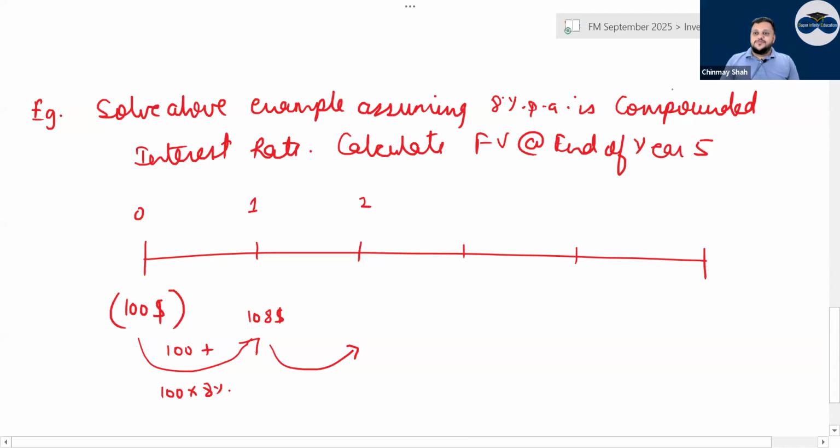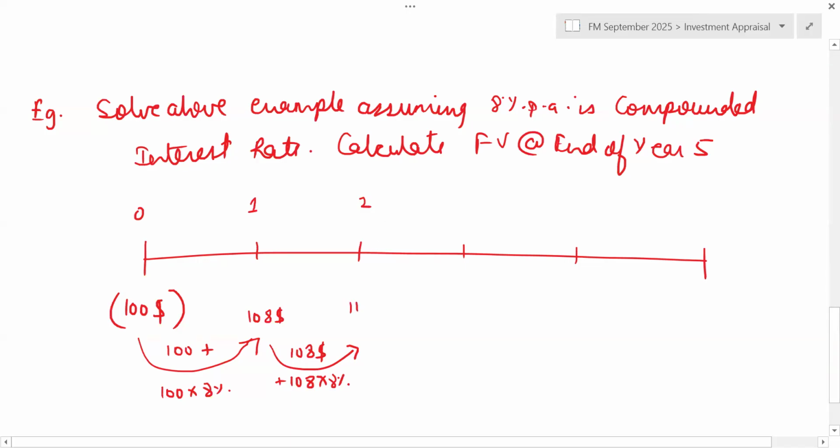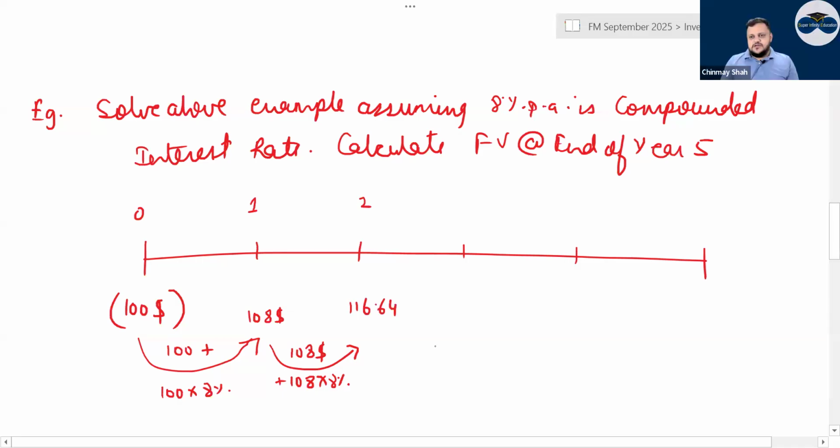But now when the journey goes ahead, will you do the same? Or will you get only $8 more? No, sir. The 108 of the first year will be reinvested, so 108 plus 108 into 8%. So how much will this be at the end of the second year? 116.64, correct? Third year, tell me.